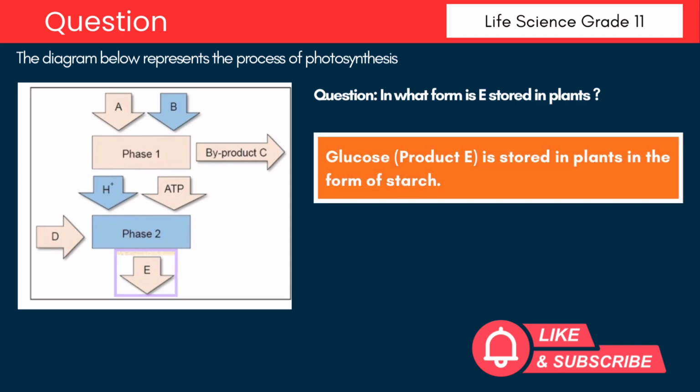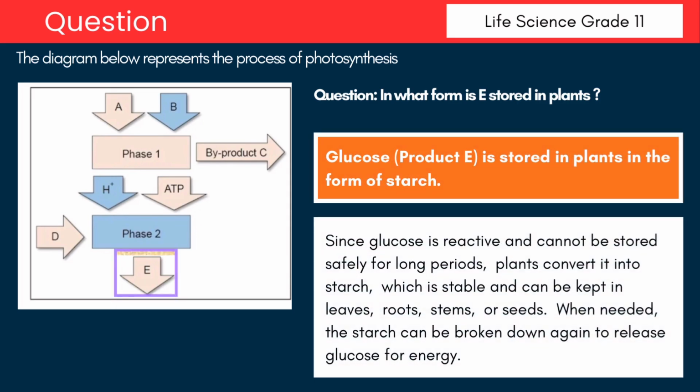Question: in what form is E stored in plants? Glucose, product E, is stored in plants in the form of starch. Since glucose is reactive and cannot be stored safely for long periods, plants convert it into starch, which is stable and can be kept in leaves, roots, stems, or seeds. When needed, the starch can be broken down again to release glucose for energy.